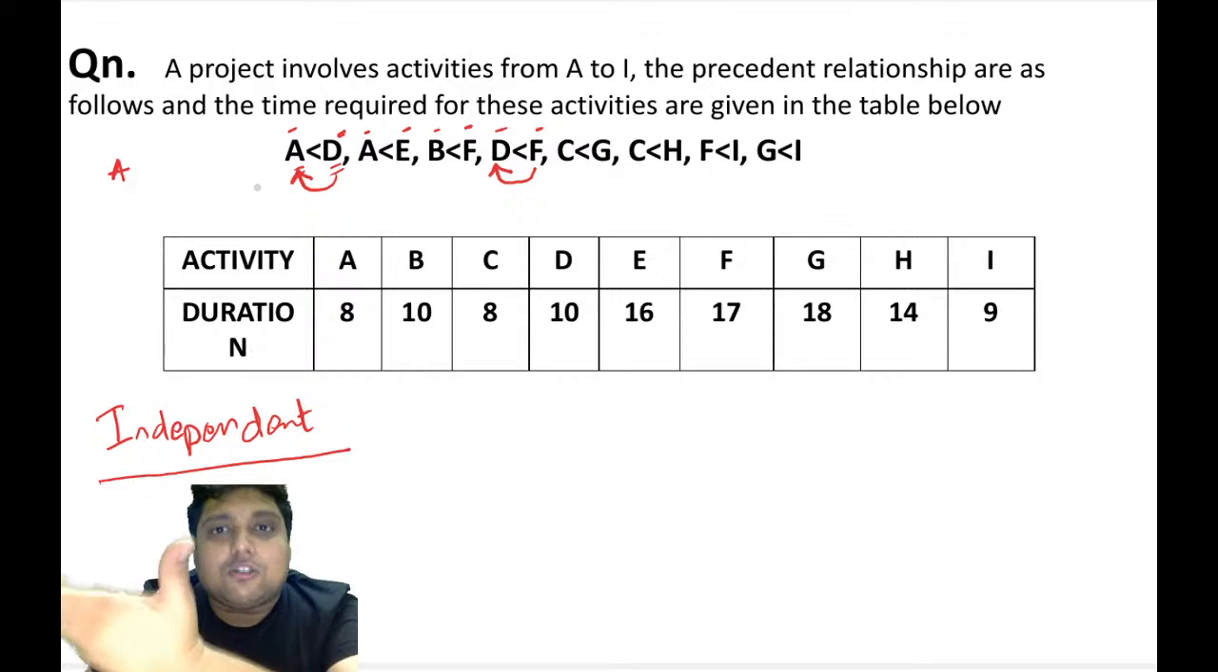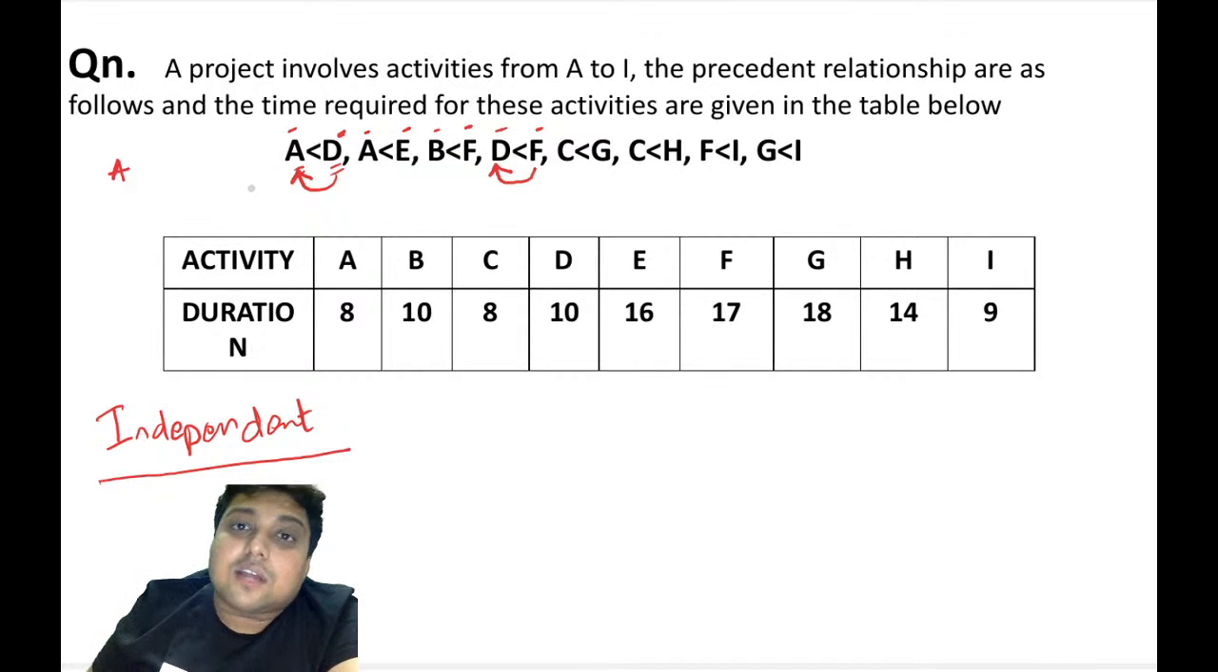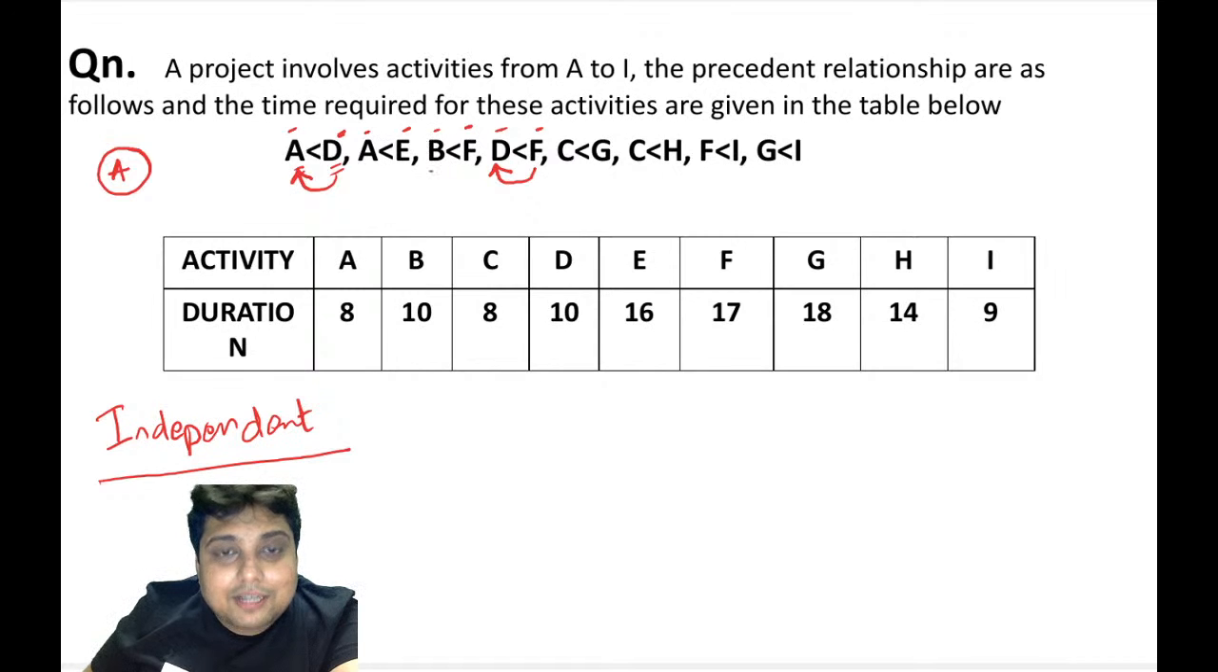Activity A depends on which activity? The answer is none. There is no activity in the entire data of this question which can tell that activity A depends on it. Similarly, activity B depends on no other activity. Activity C depends on no other activity.